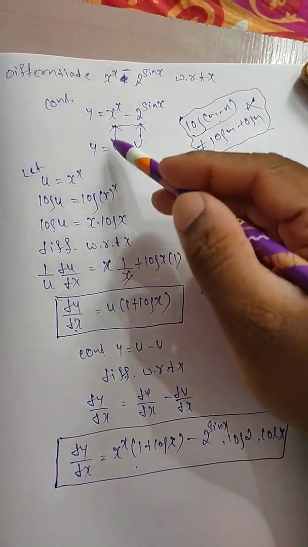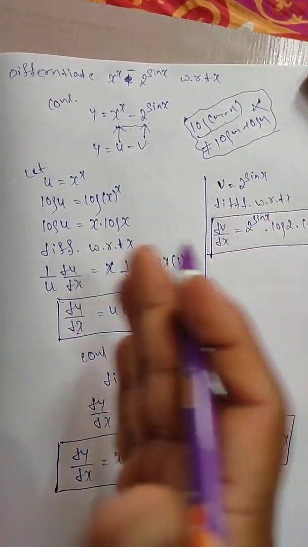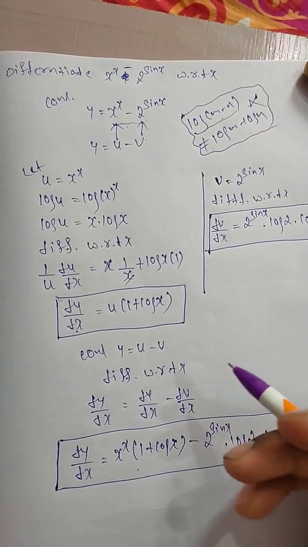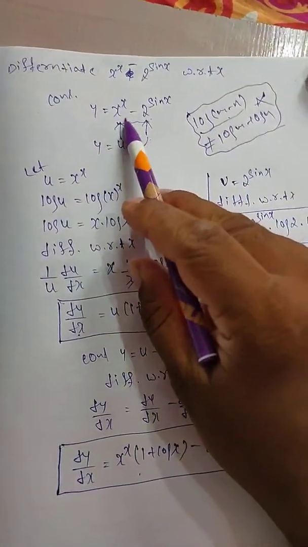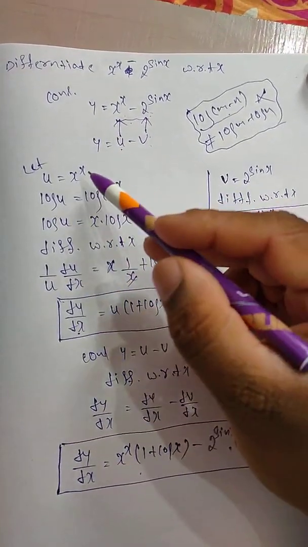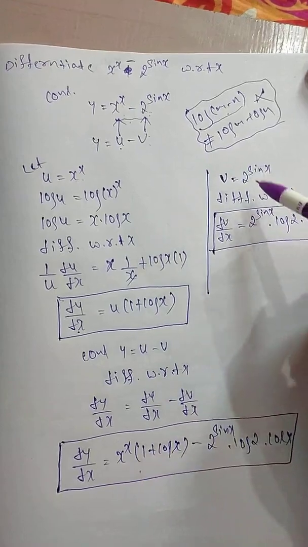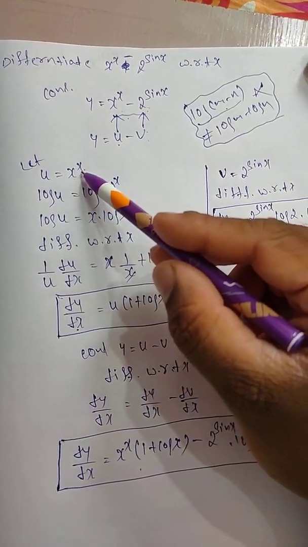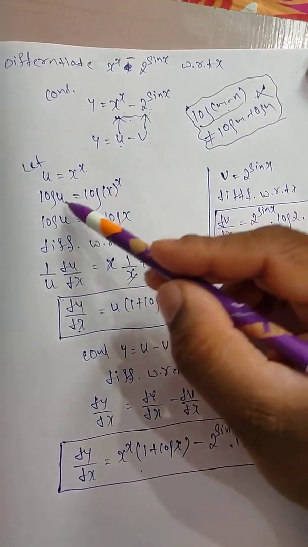So we consider u and v, differentiate them separately, and substitute at the end of the problem. Once again I am telling you, just listen here, we can't apply the log here. So in this case we consider y is equal to u minus v, and we differentiate u and v separately. u is equal to x to the power of x. Since it is a function to the power of function, apply the log on both sides.